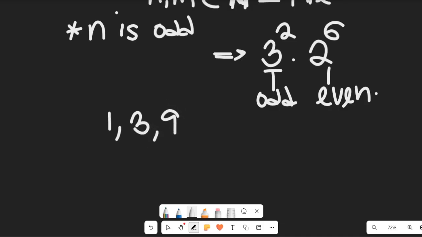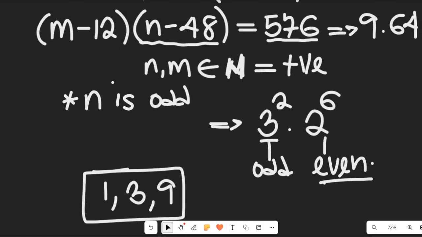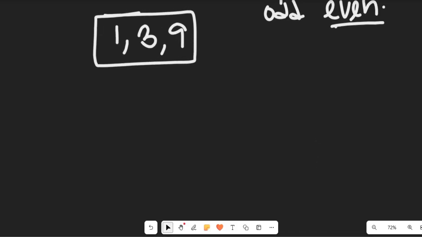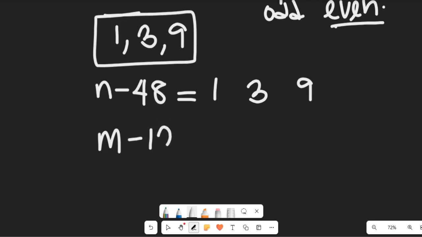And then 9, right? These are all odd numbers, while the numbers that emanate from here are all what? They will all be even numbers. So from that expression, I can simply say that these two expressions, n minus 48, will have these odd parameters 1, 3, and what? And 9. While the value m minus 12 will also have even parameters.